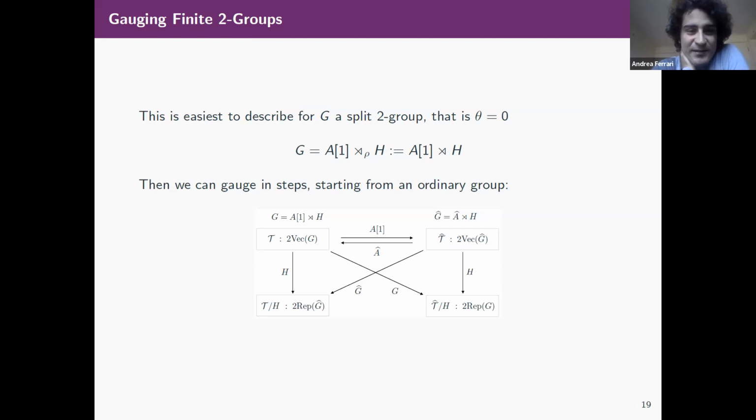In this case, we can gauge in steps. So we can start from our group G and gauge the one-form part. When we gauge the one-form part, we get back a group G hat, which is a genuine group. There is no one-form part anymore. And we know that the symmetry category of this group here is 2Vec of G hat. So we can take this as a starting point, gauge back to get G, and then maybe gauge H. By doing that, this is what we want to check, we are going to get 2Rep of G hat. And similarly, from here we gauge H, it's like gauging our group G and we get the symmetry category 2Rep of G.